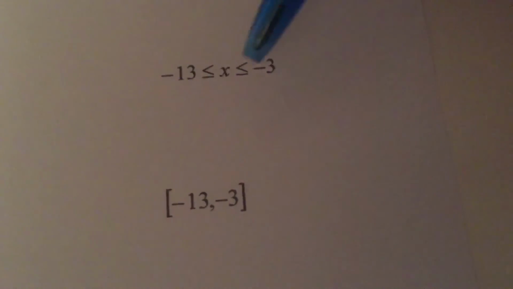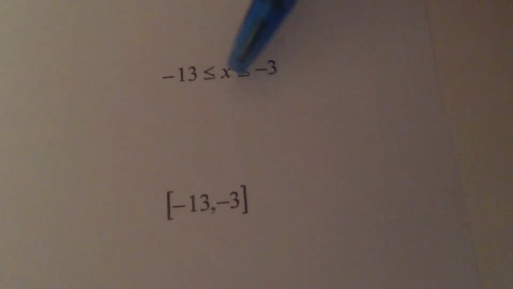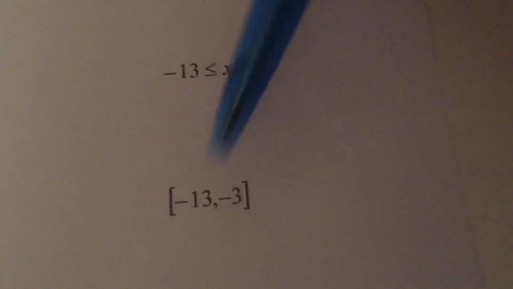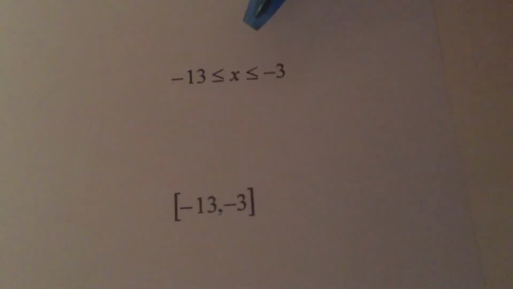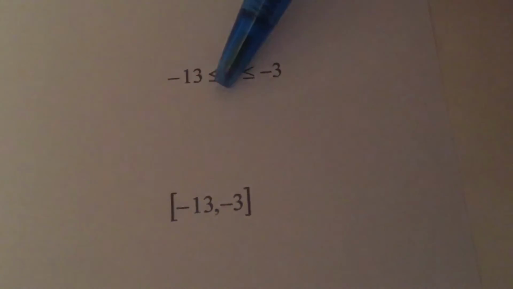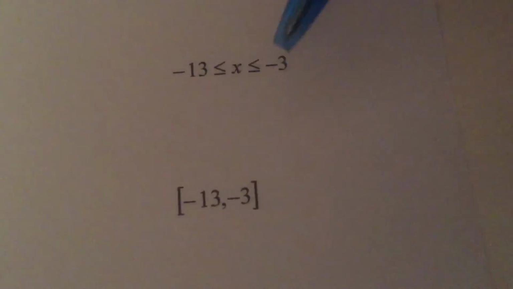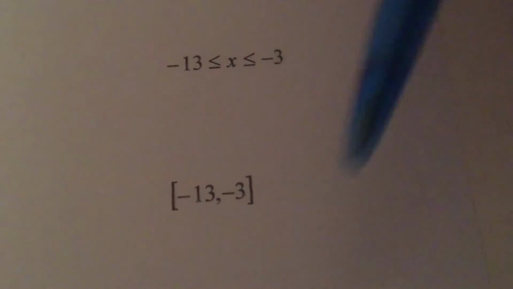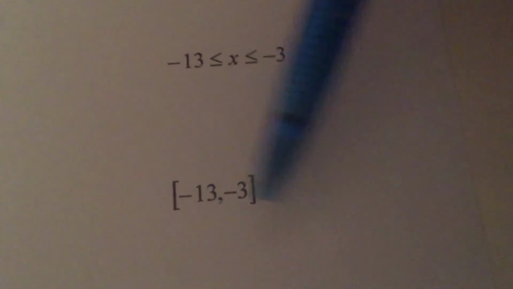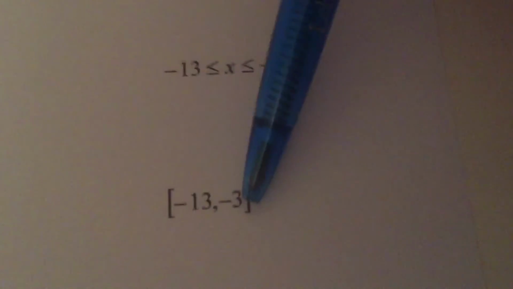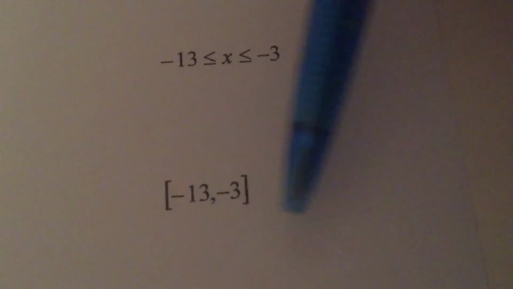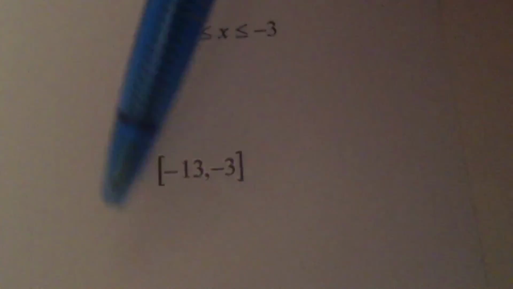And if it's equal to x, you use a bracket. If it was not equal, like if there wasn't a line underneath of that, you just use a regular parenthesis, but it is equal on both parts, so it's both brackets. So we have -13 comma -3 with brackets around both sides, and it's an interval notation, and that's your final answer.